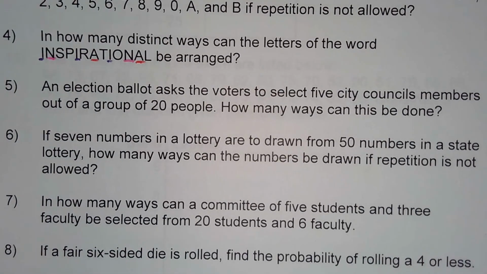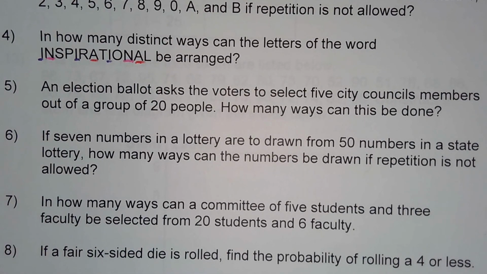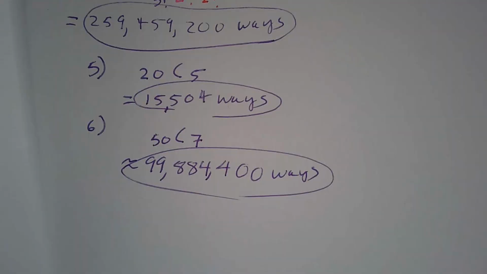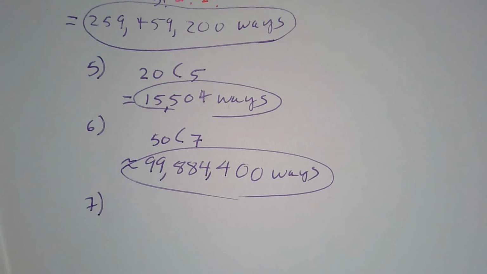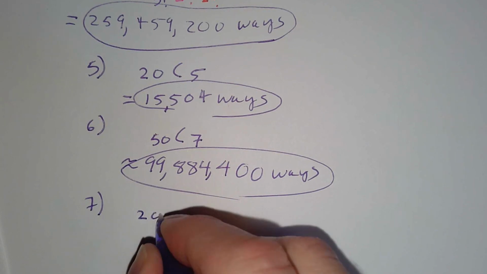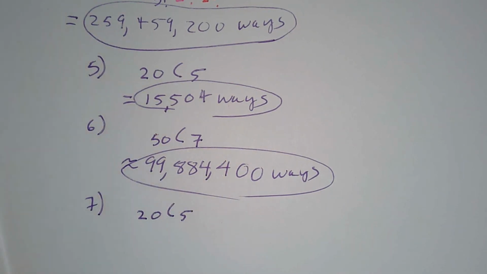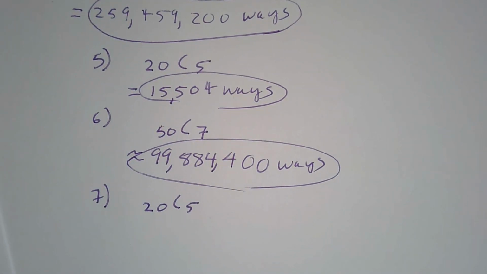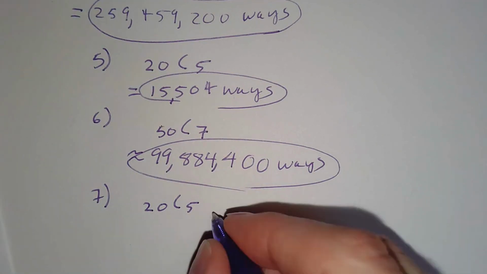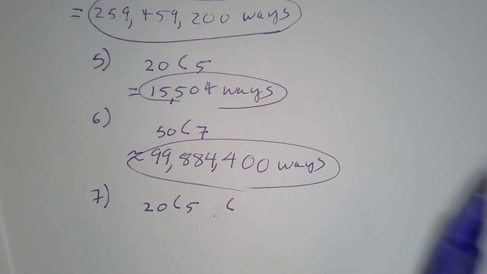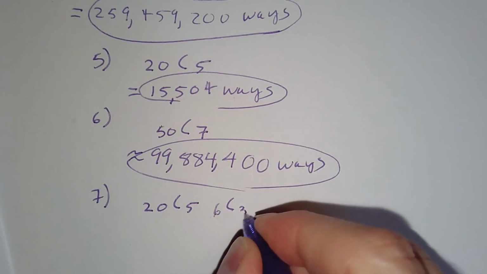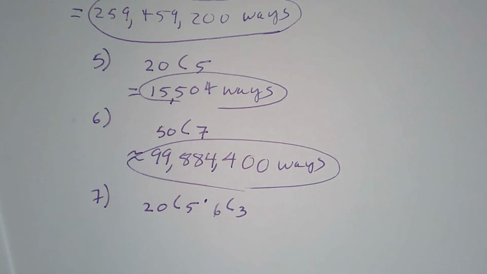How many ways can a committee of 5 students and 3 faculty be selected from 20 students and 6 faculty? So we're selecting 5 students from 20 students, and it doesn't matter the order. So 20, and we're picking 5. And we're selecting 3 faculty from 6 faculty. So both of these are combinations, and we're going to multiply them together.